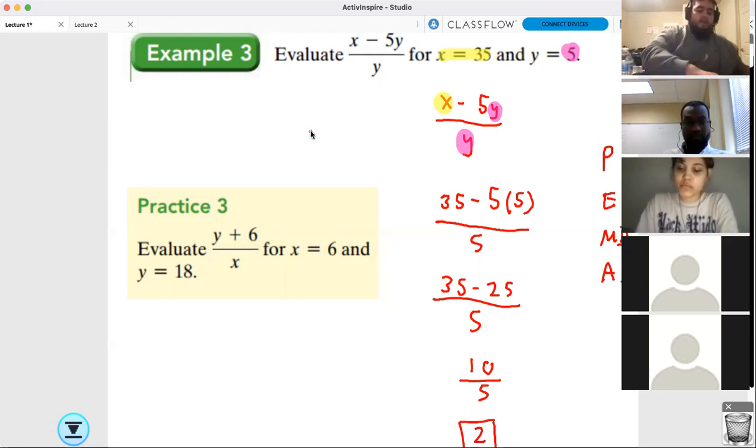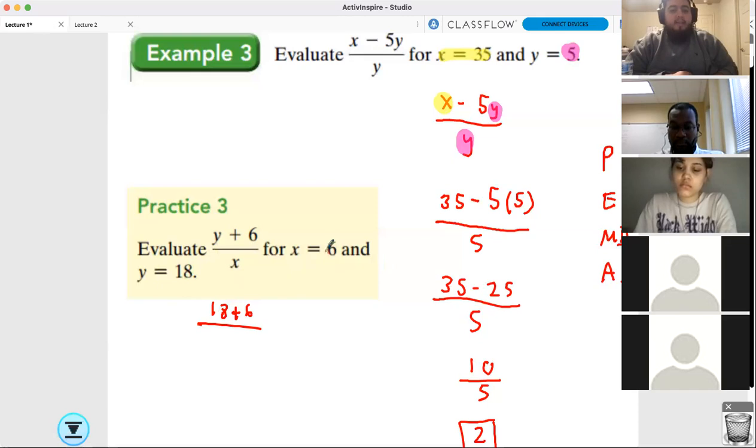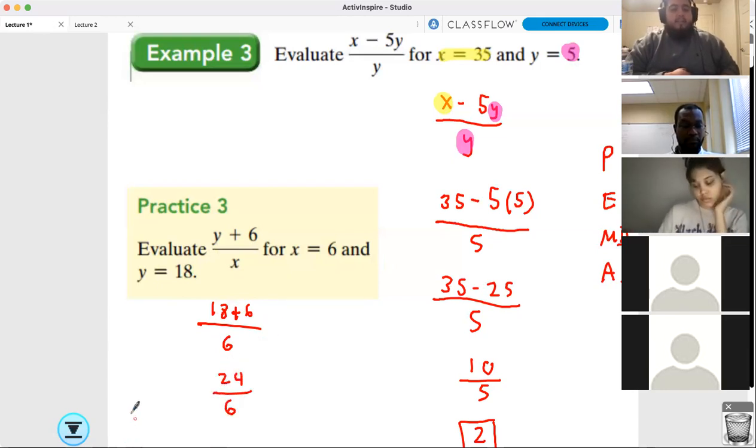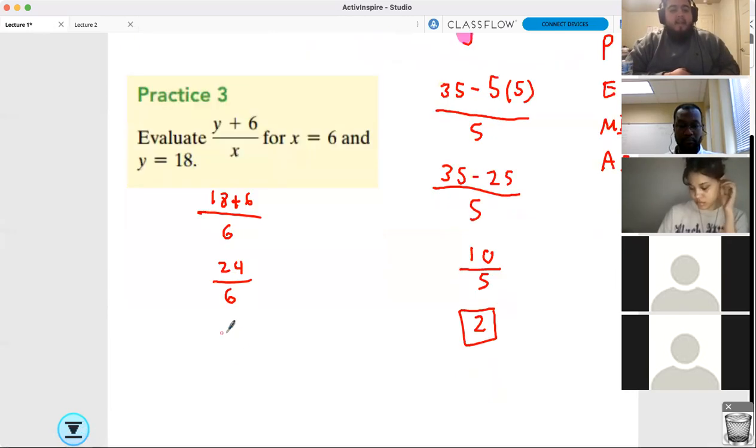All right. So we have x equals 6 and y equals 18 for y plus 6 over x. So we'll replace y with 18. So it'll be 18 plus 6 over x, which is 6. Then we do PEMDAS, right? On top, 18 plus 6 is 24 over 6. 24 divided by 6 just simplifies to a 4, and we are done.